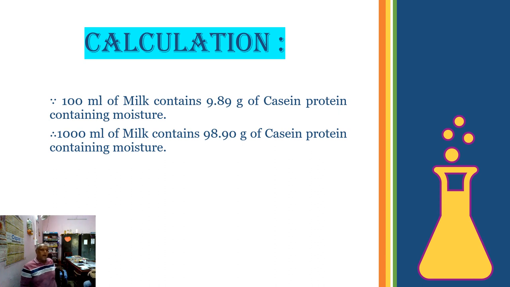Okay. Now, we have performed the experiment very precisely, and the amount of casein protein formed in 100 ml is near about 9.89 gram with moisture. So, in a further experiment, we will try to remove the moisture in the isolation of the casein.